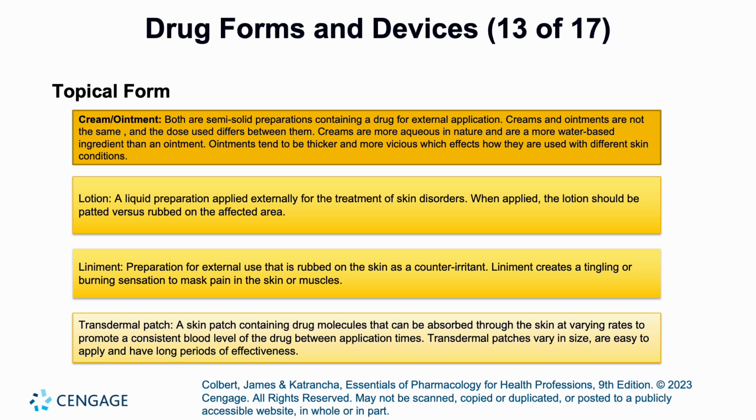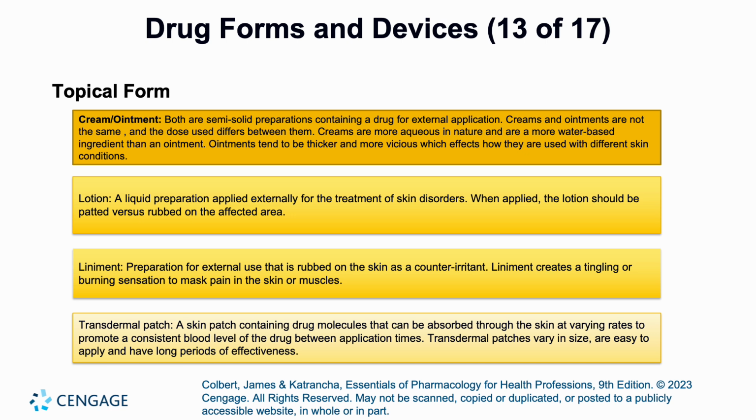Okay, let's talk about the topical form of drugs. Here are some different types. So cream and ointment. Both creams and ointments are semi-solid preparations containing a drug for external application. Creams and ointments are not the same, and the dose used differs between them. So just something to be aware of. Creams are more aqueous in nature, meaning they're more of a water-based ingredient than an ointment, whereas an ointment tends to be thicker and more viscous, which affects how they're used with different skin conditions.